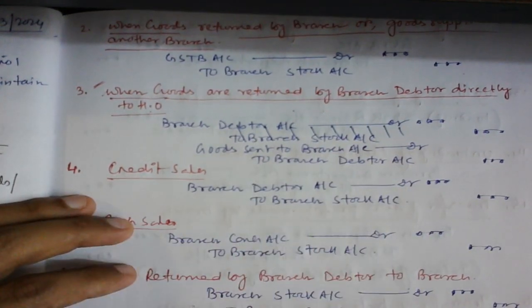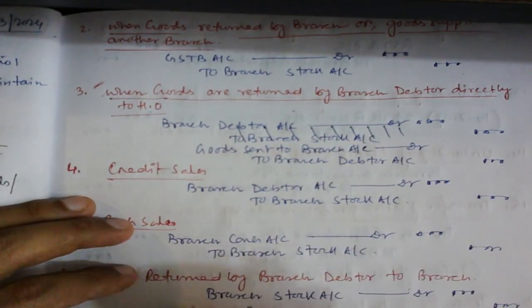Why is this branch stock? Sir, because our stock is going out from our sale to the debtor. That's why stock is reducing. So obviously, when stock is reducing, it will be credited as per the real account, because what goes out? Credit. Stock goes out, so credit.